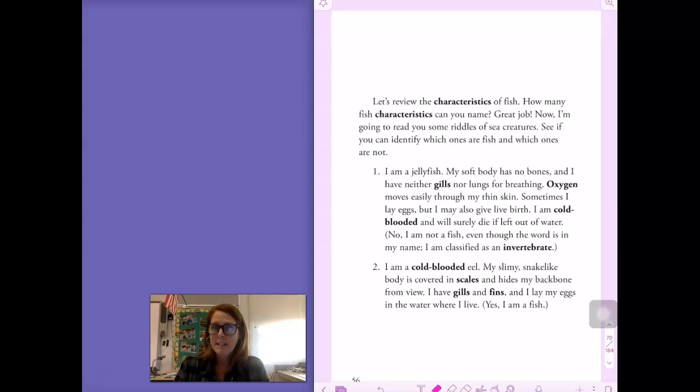Let's review the characteristics of fish. How many fish characteristics can you name? Now I'm going to read you some riddles of sea creatures. See if you can identify which ones are fish and which ones are not.